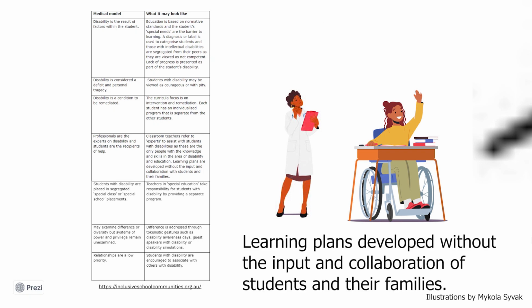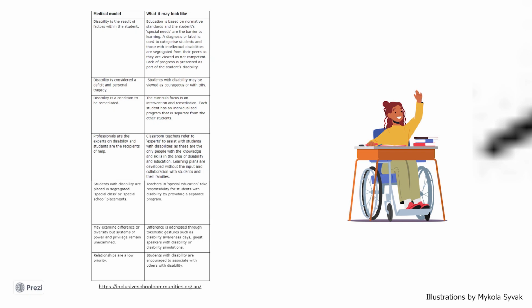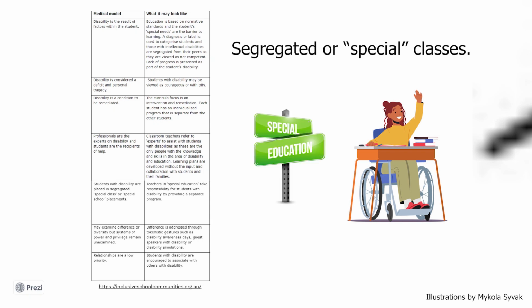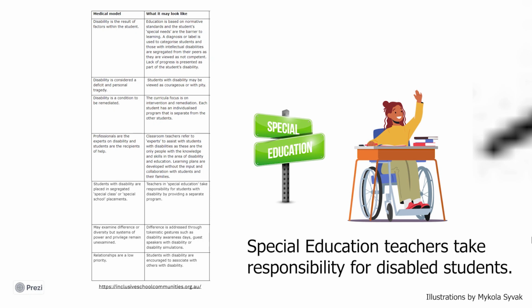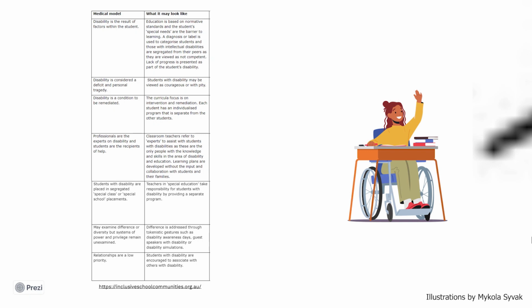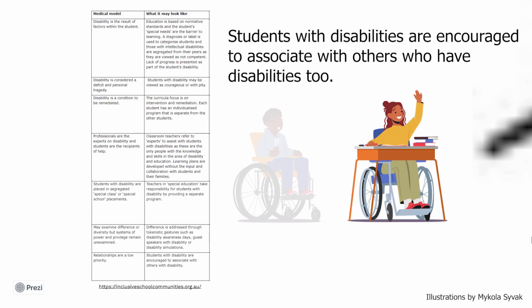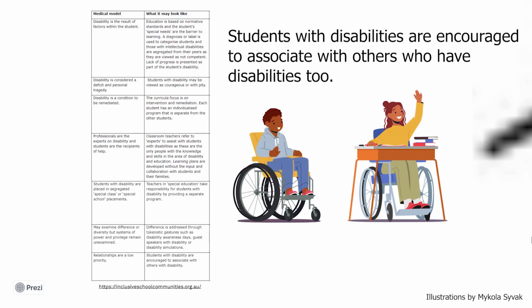Learning plans are developed without the input and collaboration with students and their families. In some cases, students with disabilities are placed in segregated or special classes. In this case, teachers in special education take responsibility for these students and provide a separate program. In other cases, relationships are low priority, so students with disabilities are encouraged to associate with others who have disabilities too.